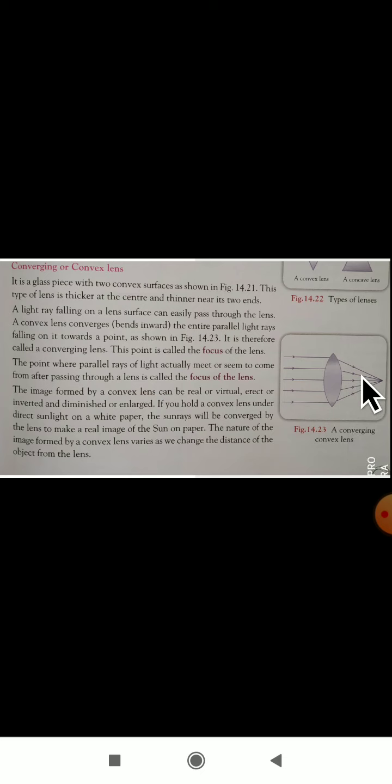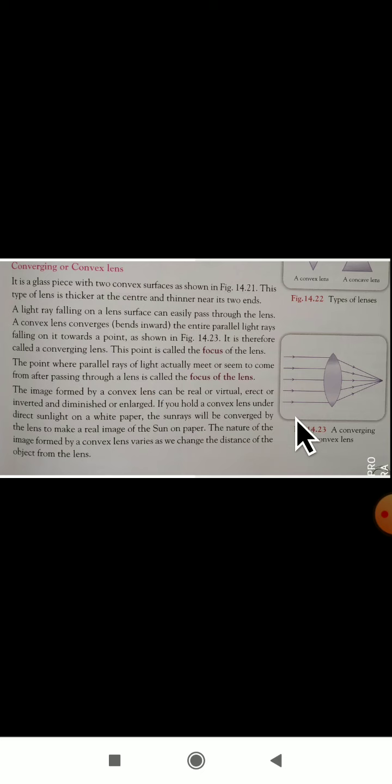These are the light rays falling on a convex lens and these are parallel. You know the meaning of parallel: lines which will not intersect with each other. Even here, the light rays falling on this convex lens are not intersecting, they are parallel. It is therefore called a converging lens. This point is called the focus of the lens.